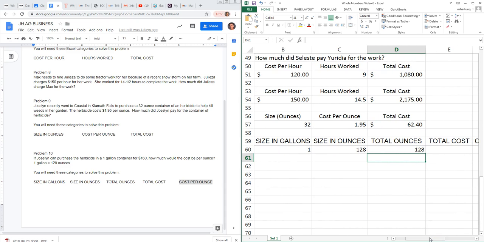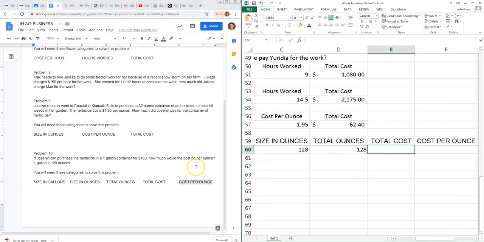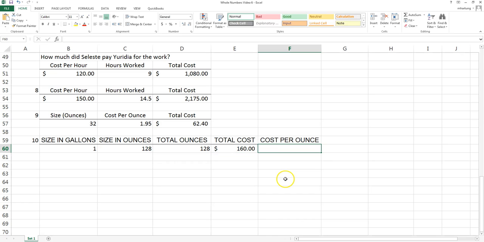What else is given to us here? Do we have enough to calculate the rest of this? We do. Total cost is given to us here. This 1-gallon container costs $160. Now, do we have enough information to calculate how much it would cost for just 1 ounce? We get 128 ounces for $160. But what if we just buy 1 ounce? How much for 1 ounce? Something times 128 ounces equals $160. What is the opposite of multiplication?